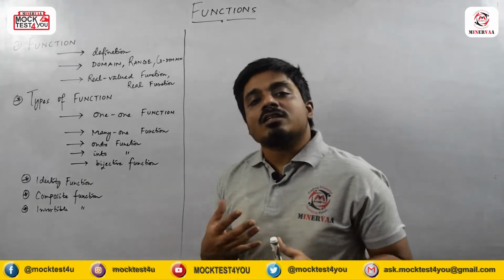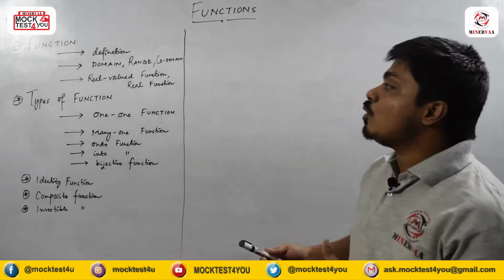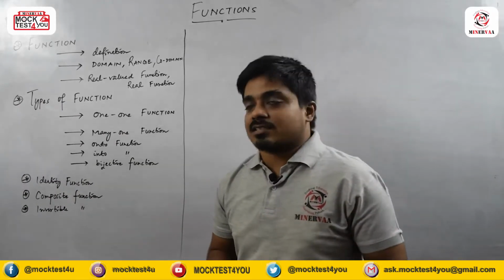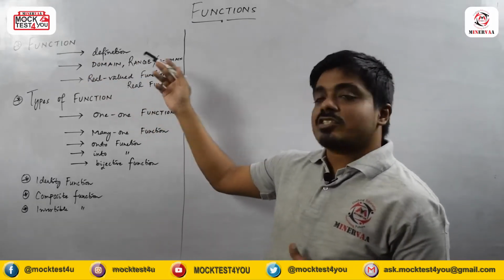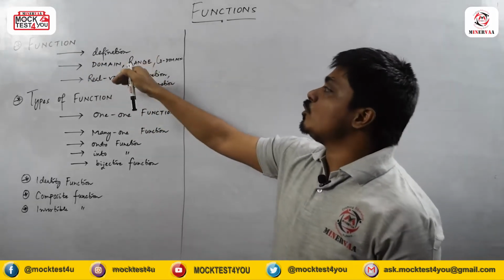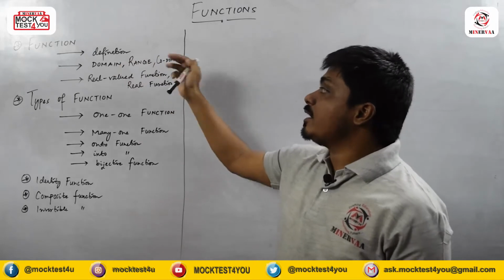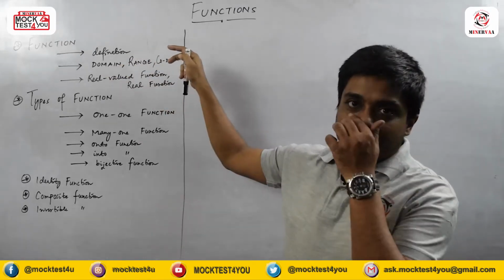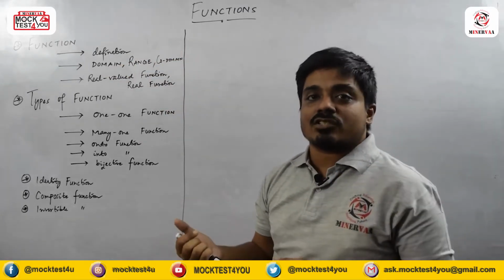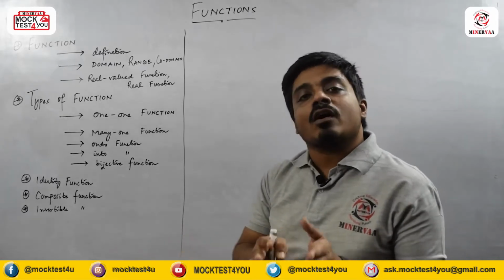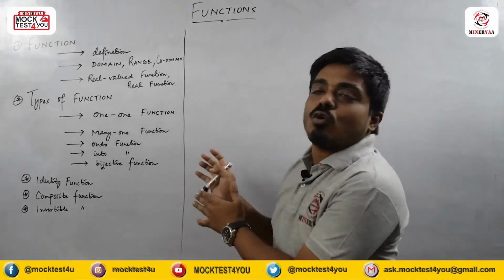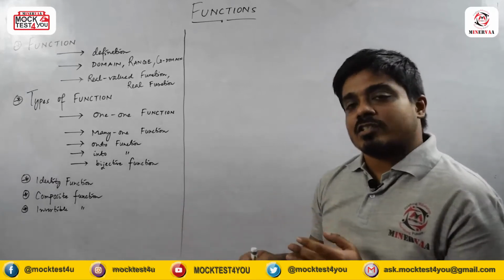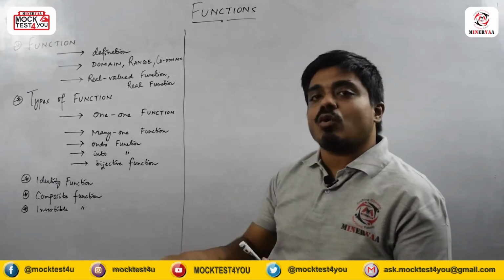Now before starting with the chapter, we should know what are the different things we are going to discuss. First we are going to start with the definition of function, and then we'll move on to what is domain, range, codomain. About domain, range and codomain, we have already done this in relations. So the definitions of domain, range and codomain are not different for function. They are the same thing, but still we'll just go through that.